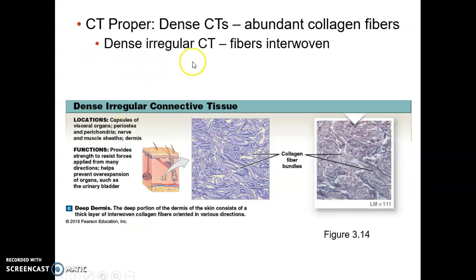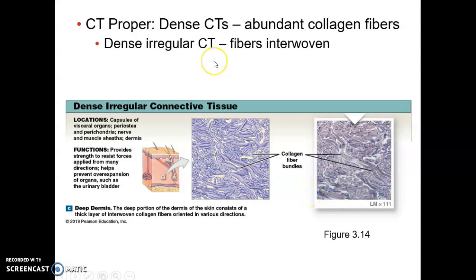And then dense irregular connective tissue. One of the ways I describe this is if you think of dense regular connective tissue, the collagen fibers are all in parallel, kind of one direction. With dense irregular connective tissue, the collagen fibers are in multiple directions, almost like if it's been put in a blender and everything's been twisted and turned around. So the fibers are all kind of interwoven in different directions.